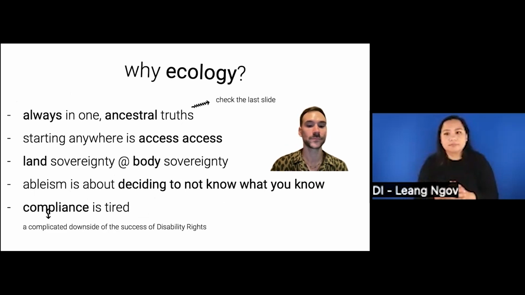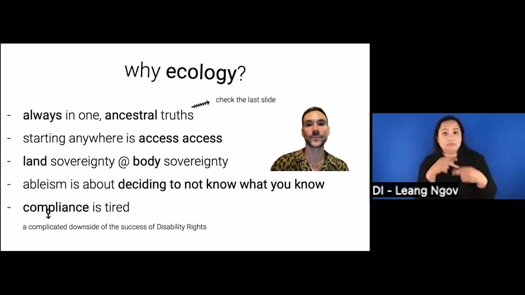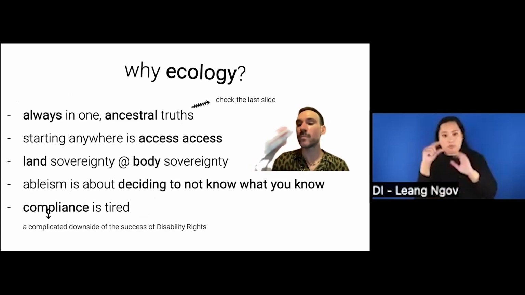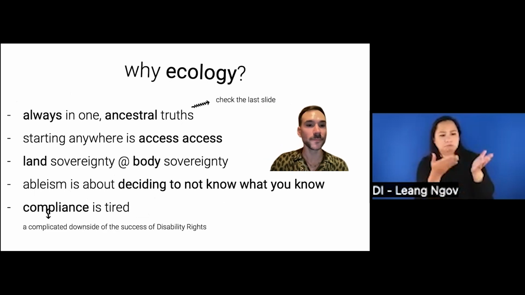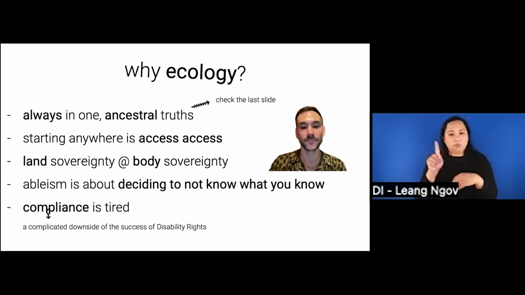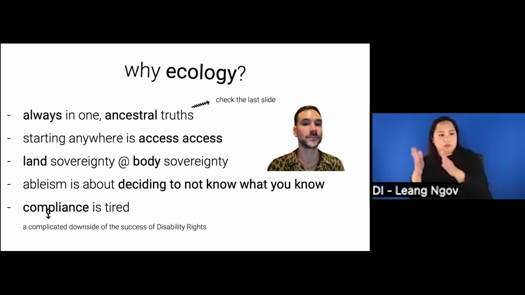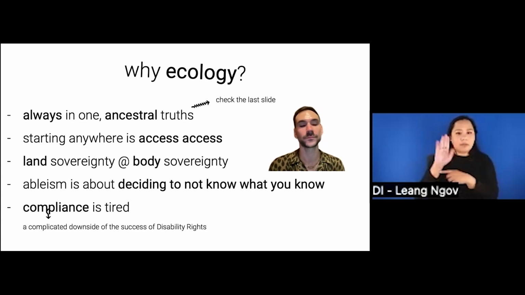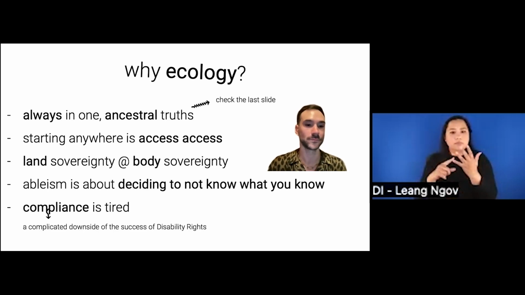White background, black text. Title, Why Ecology? Bullet point, always in one ancestral truths. Zigzaggy arrow, check the last slide. Bullet point, starting anywhere is access. Bullet point, land sovereignty as body sovereignty. Bullet point, ableism is about deciding to not know what you know. Bullet point, compliance is tired, an arrow leading down to the text, a complicated downside of the success of disability rights.